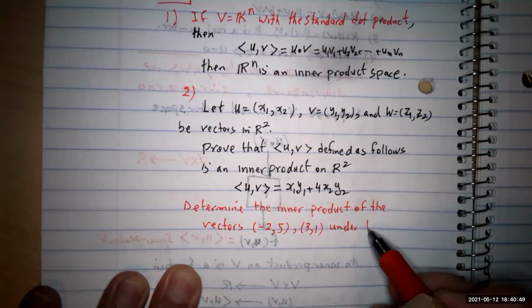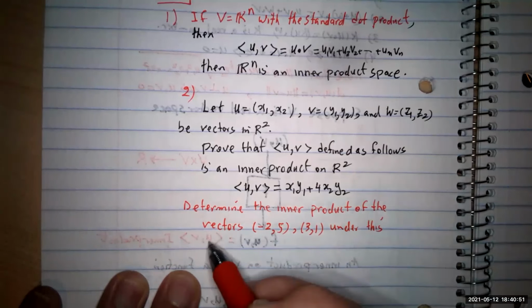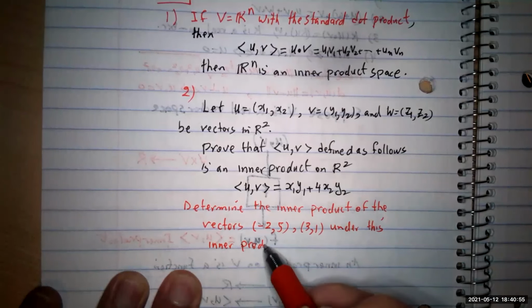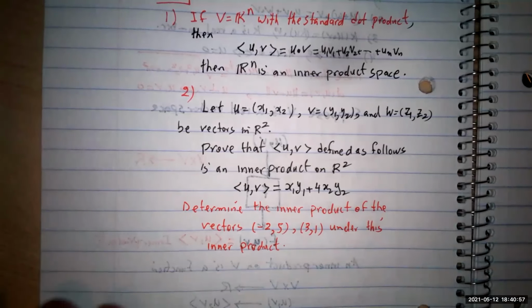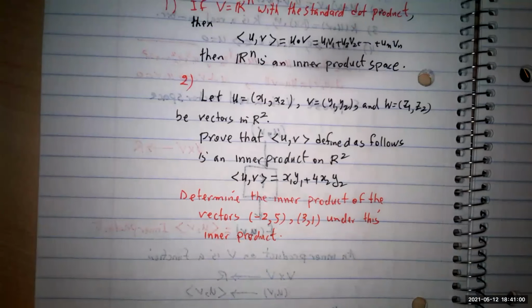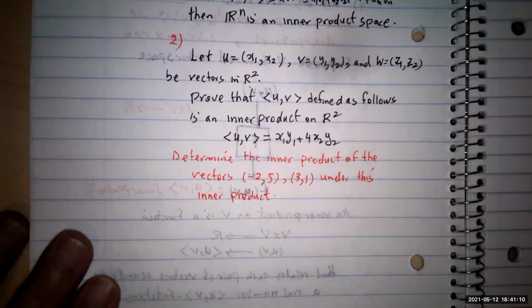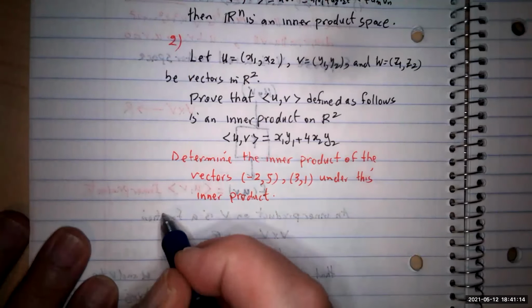If it's the standard inner product, we know it's just the dot product. But you want to do it with this case. These are not difficult to prove, but it's a little bit messy because you have to check all the conditions that we talked about. You have to prove those 4 conditions.